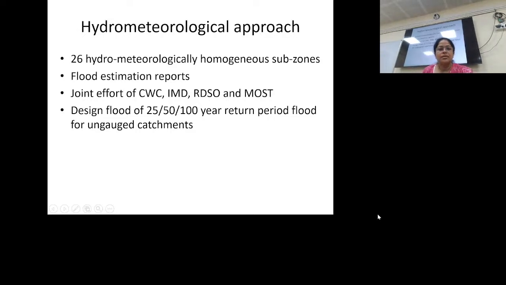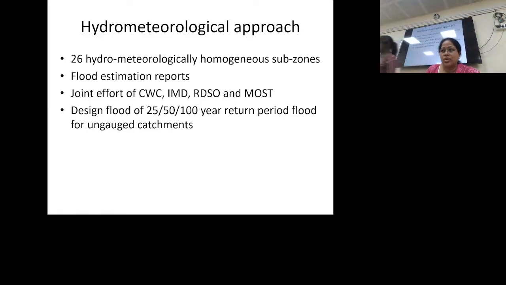Good morning, everyone. As Sir has told, when a particular area does not have any gauge data, in that case this hydrometeorological approach is used. India has been divided into 26 hydrometeorologically homogeneous subzones, and a number of flood estimation reports were prepared.